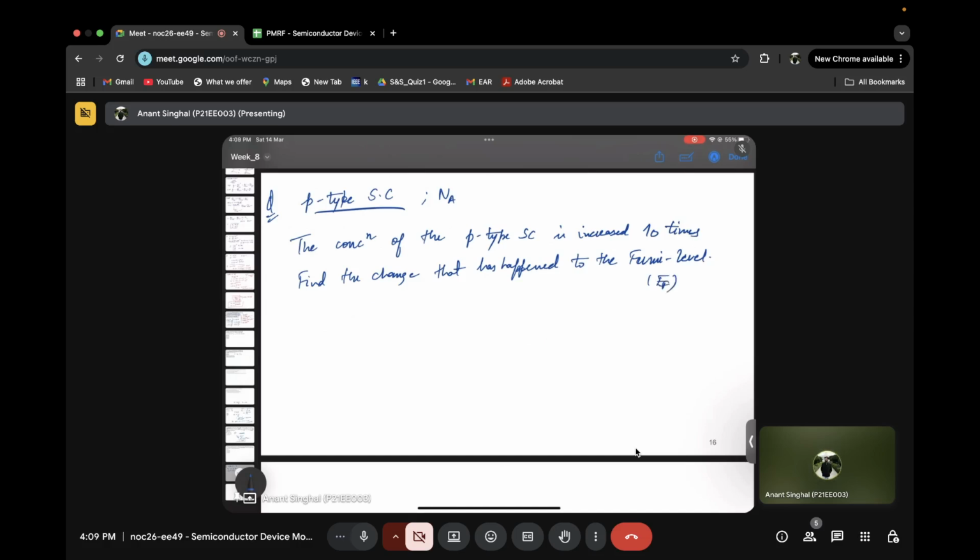So anyone wants to tell what exactly the question is asking and how to do it? First of all, what will happen if I increase the concentration by 10 times? What will happen to the Fermi level? Will it remain the same?